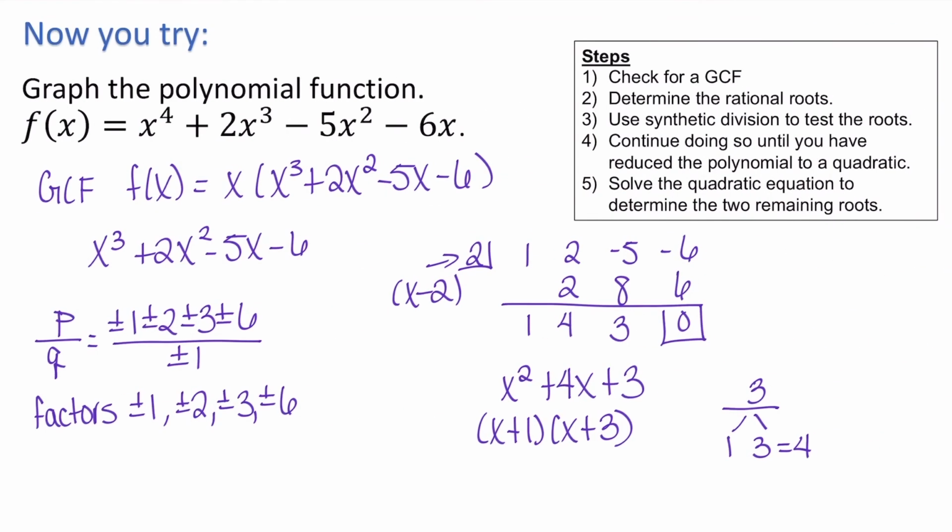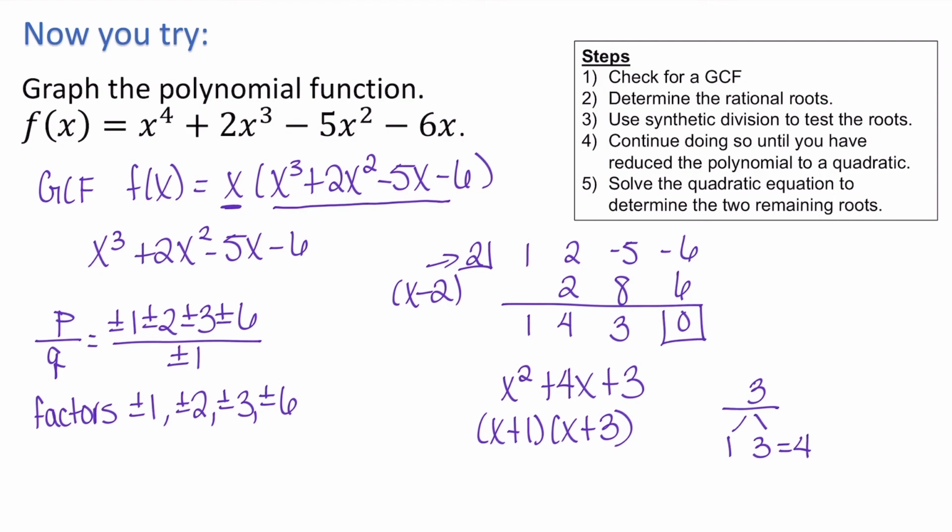So in this one, we have a GCF. There is an x that can be factored out of all the terms. So we're going to start off by factoring out that x. And then we're going to do the rational root theorem on the polynomial that remains. So the x cubed plus 2x squared minus 5x minus 6. So it gives us the possible rational roots, plus or minus 1, plus or minus 2, plus or minus 3, plus or minus 6.